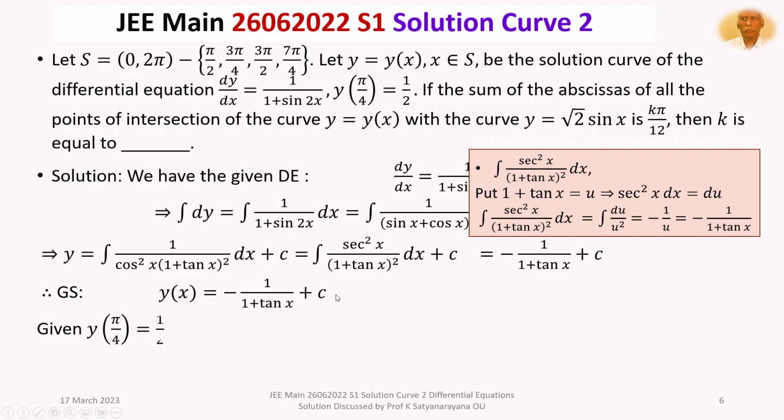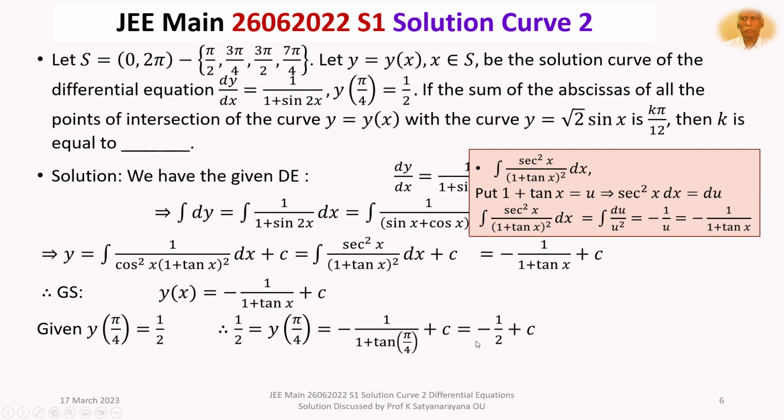And to evaluate this c, we are given an initial condition: y at pi by 4 is equal to 1 by 2. So in the general solution, substitute x is equal to pi by 4. So y at pi by 4, which is given to be 1 by 2, is equal to, substituting here, minus 1 by 1 plus tan pi by 4, plus c. Tan pi by 4 is 1. It is minus 1 by 1 plus 1 plus c. That is minus 1 by 2 plus c.